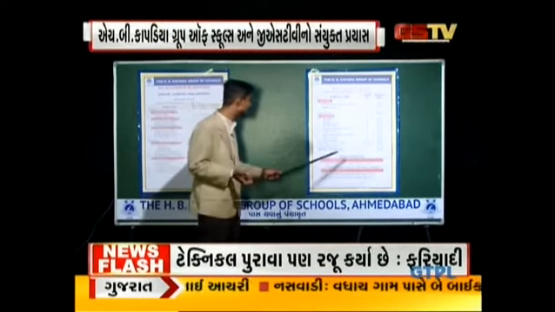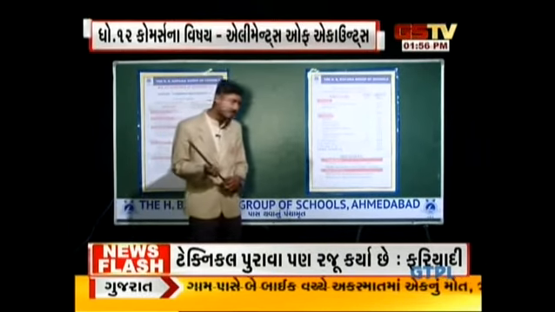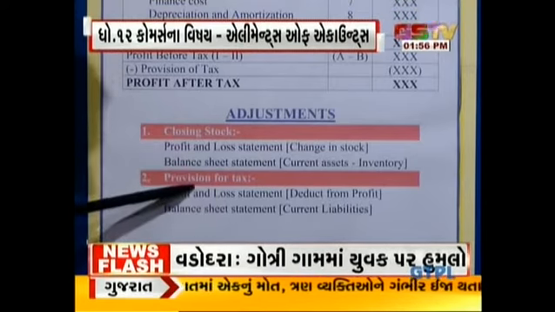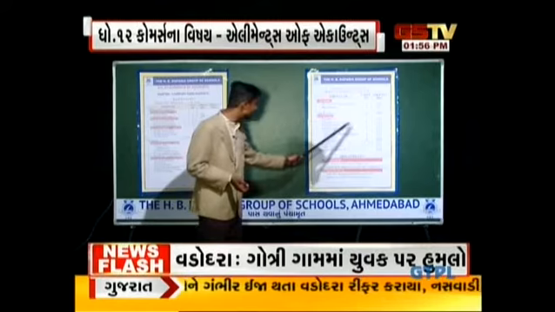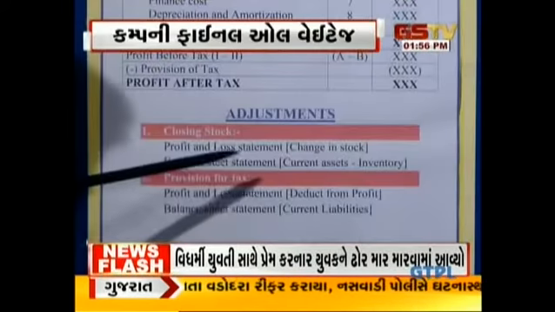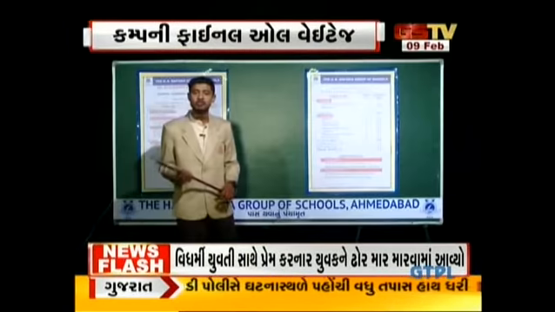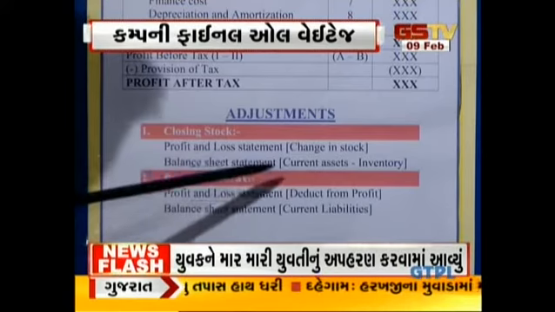Now let us talk about adjustments. In company final accounts, only 2 adjustments are there. Number 1, closing stock. Number 2, provision for tax. Closing stock will be written as change in stock, and on the balance sheet asset side as current assets. 2 entries will be made for closing stock, and 2 entries will be made for provision for tax also.